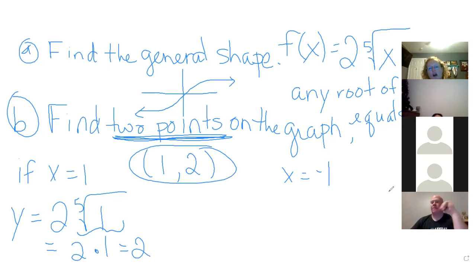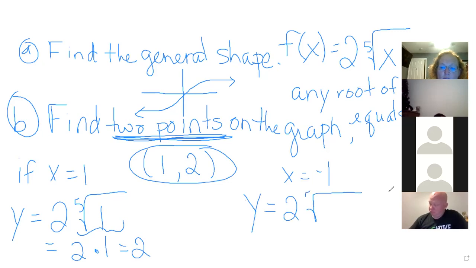Now it does get a little harder over here. So if I come over here and I do -1, 2 times the 5th root of -1. Now, if you don't remember what this answer is, you are probably going to want to put it in a calculator. And so if you happen to have a TI calculator, you can go under your math key, and it happens to be number 5. It's an X root thing.